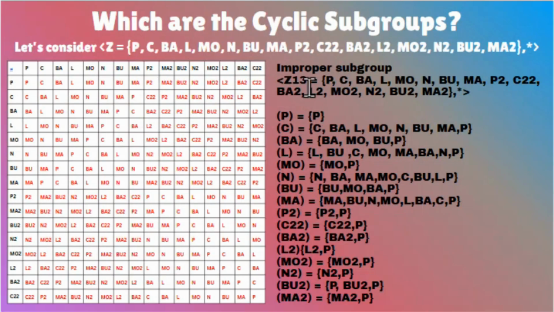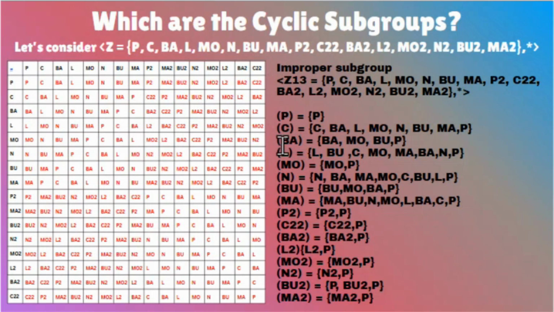So we have P. P star P is equal to P. So we're going to stop. Then C star C is equal to BA. And then BA star C is equal to L. And then L star C is equal to MO. And then MO star C is equal to N. And then N star C is equal to BU. And BU star C is equal to MA. And then MA star C is equal to P. So we're going to proceed to the next element.